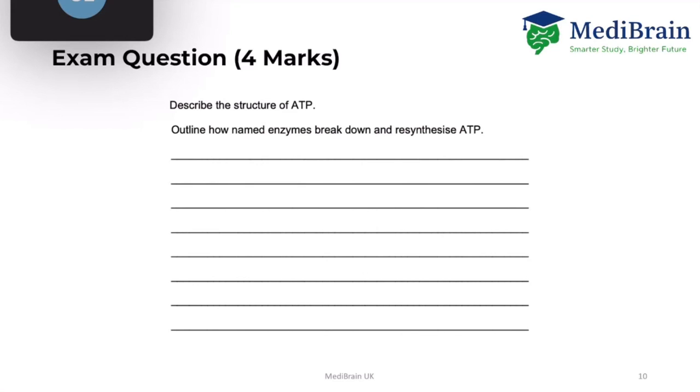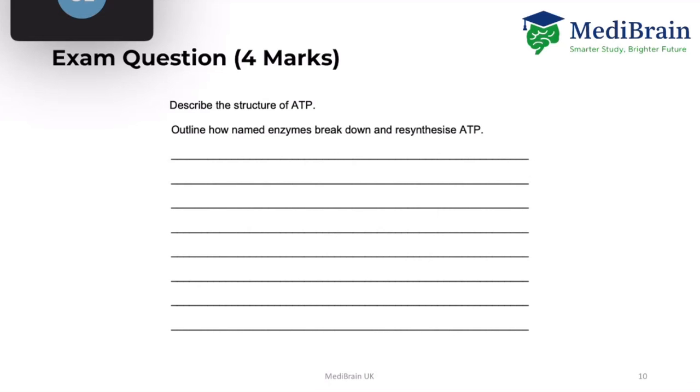So our first exam question states, describe the structure of ATP. It says, outline how named enzymes break down and resynthesize ATP. Now, this is a 4-mark question. So how would we answer this? First of all, describe the structure of ATP.